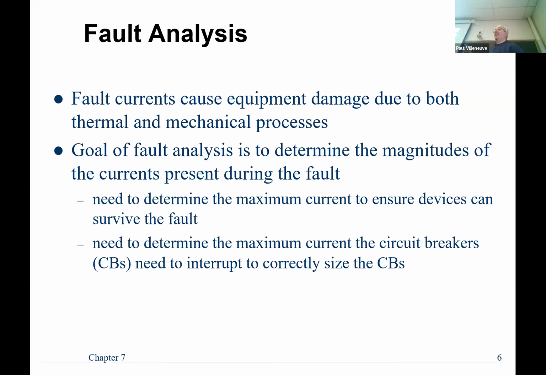Then we're going to pick devices that can interrupt those expected levels of current. And not only interrupt, but sometimes they just need to survive the fault current. So they're not intended to interrupt that current, because what we'll learn is the fault current over time decays away. So if there's a lot of fault current initially, the breaker can't interrupt that. It can only withstand that. Then you have to be able to interrupt that after a few cycles. And that's what we're talking about here.